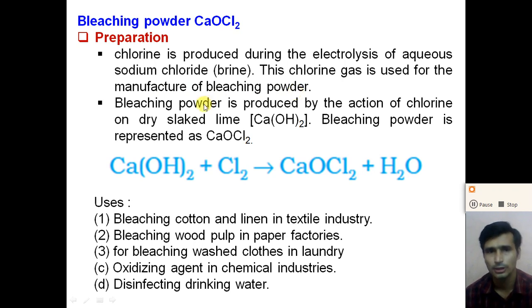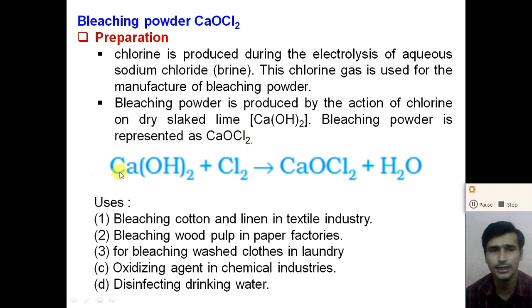But how? Bleaching powder is produced by the action of chlorine on dry slaked lime, that is, calcium hydroxide. Calcium hydroxide is the chemical name, and the common name is slaked lime, right? When chlorine gas is passed over slaked lime, calcium hydroxide, bleaching powder is obtained, represented as CaOCl2, calcium oxychloride, right?